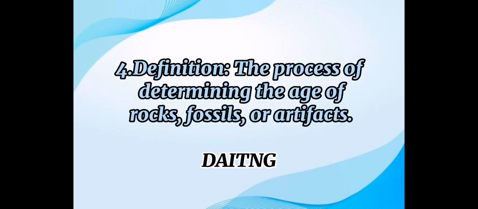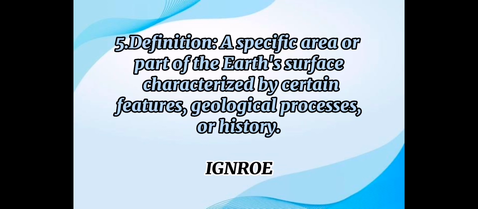Number 4, the definition is the process of determining the age of rocks, fossils, or artifacts. And number 5, the definition is a specific area or part of Earth's surface characterized by certain features, geological processes, or history.